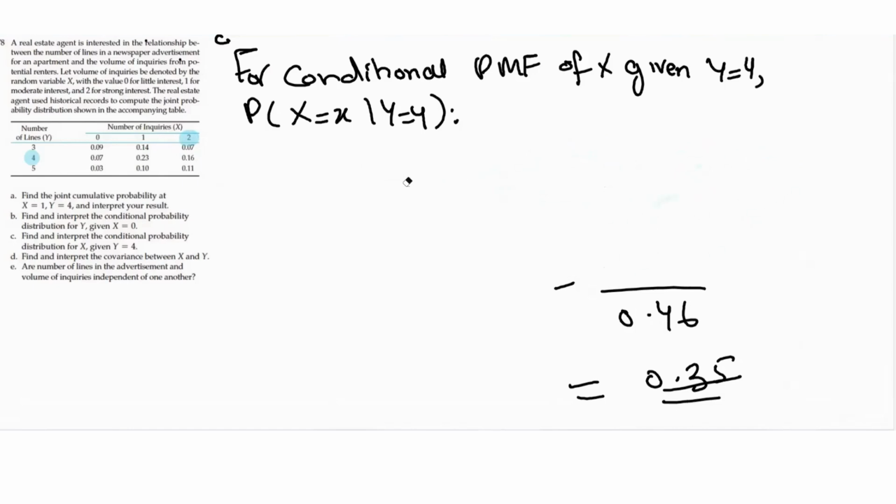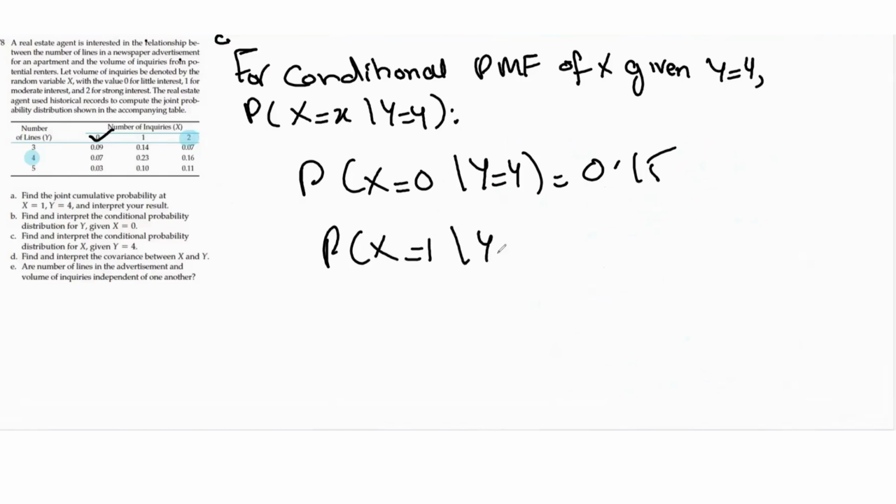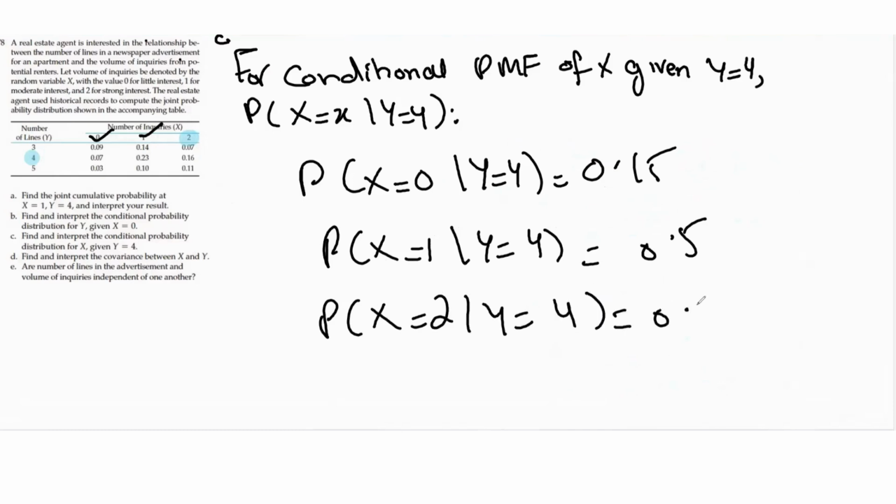Let's just conclude this up. We found the probability x is equal to 0 given y is equal to 4 to be 0.15. So we did it for this value of x. Then we found probability x is 1 given y is equal to 4, which was 0.5. Then we found probability x is 2 given y is equal to 4, which was 0.35. So we're done with the conditional PMF of x given y is equal to 4.